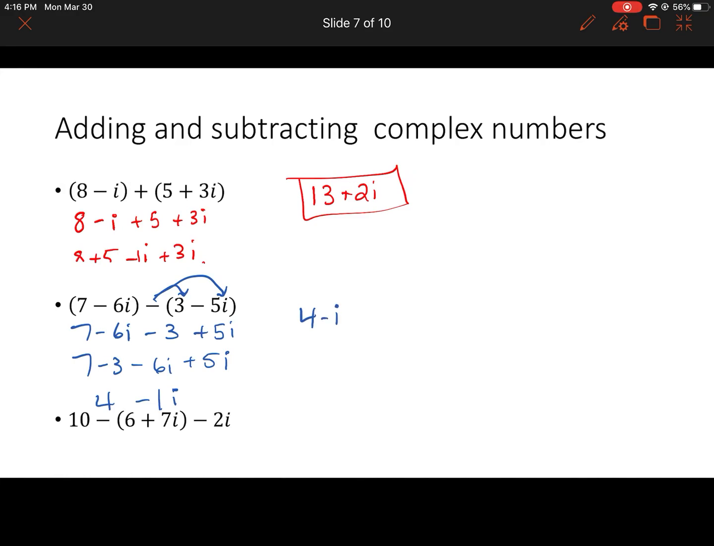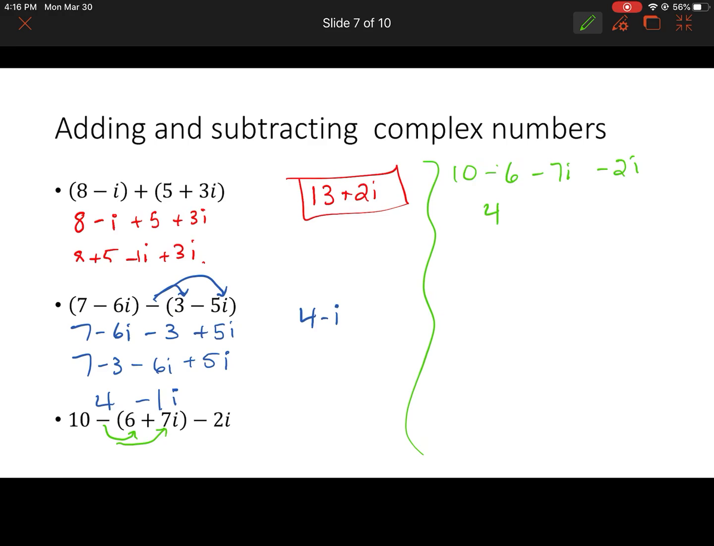4 minus i. Okay, let's change the color to green. Okay, so (10 minus 6) plus (7i minus 2i). Well, again, we want to do the same thing as before. I'm going to go ahead and write that down over on this side since I'm running out of room. So 10 minus 6. I'm getting rid of the parentheses now, so I'm going to change the sign on the inside of that parentheses since that negative distributes. Okay, so we have minus 6 minus 7i minus 2i.